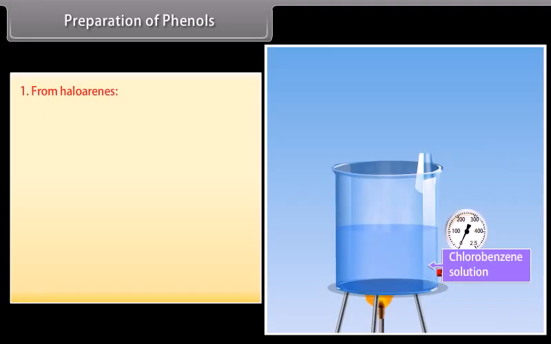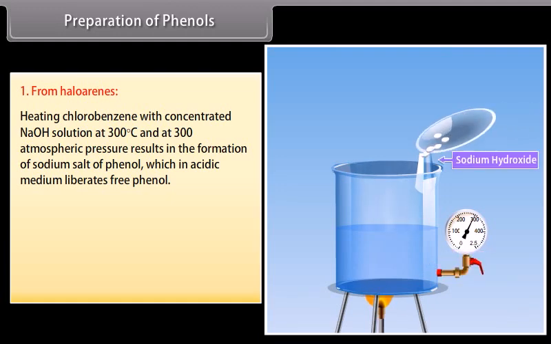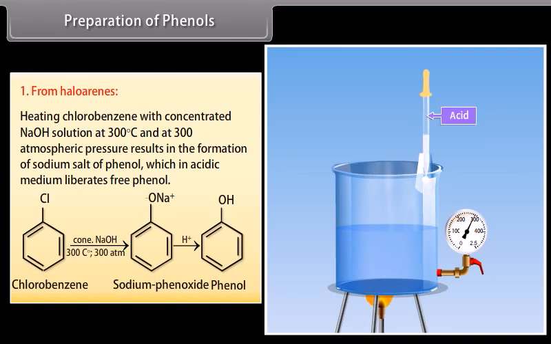Preparation of phenols from haloarenes. Heating chlorobenzene with concentrated sodium hydroxide solution at 300 degrees Celsius and 300 atmospheric pressure results in the formation of sodium salt of phenol, which in acidic medium liberates free phenol. Chlorobenzene is treated with concentrated NaOH at 300 degrees Celsius and 300 atmospheric pressure, forming sodium phenoxide, and then by providing an acidic medium, it gives phenol.